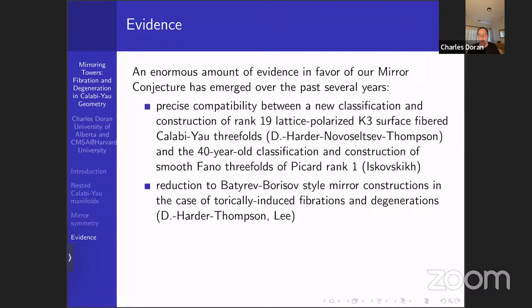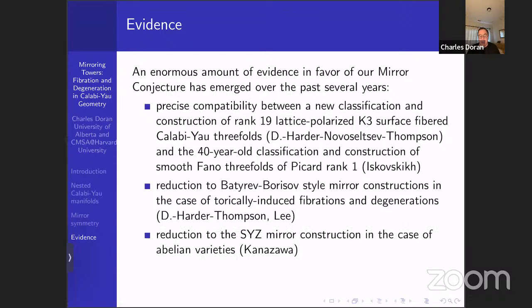So if you go back to the Batyrev-Borisov style mirror construction for torically induced fibrations, that is, fibrations that come from fibrations on an ambient toric variety and restrict to hypersurfaces or complete intersections, that works. And this was also studied in the balanced case, I would call it, with fibrations and degenerations on both sides, by Lee. The reduction in the case of abelian varieties, so starting with elliptic curves and then up to higher dimensional abelian varieties, the reduction to the Strominger-Yau-Zaslow mirror construction is something that Tsuji Kanazawa worked out back when he was a postdoc with Yau.